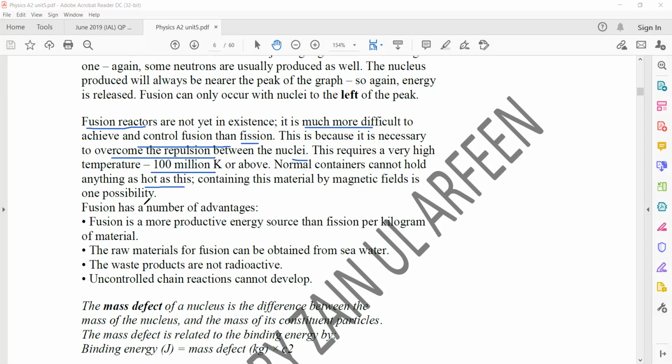But what are the advantages? Fusion has a number of advantages. It is a more productive energy source than fission per kilogram of material. The raw material of fusion can be obtained from seawater as well, since we need hydrogen for that. Hydrogen fuses together to form helium. And the waste products are not radioactive, and an uncontrolled chain reaction cannot develop. Some of the fusion reactions are chains, but not long chains, only 4 or 5 steps and then it will stop.